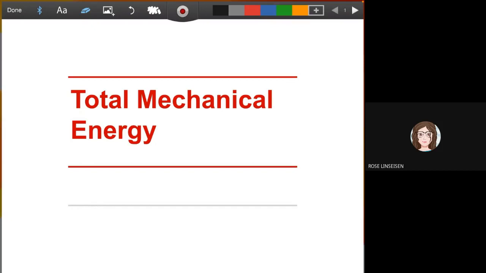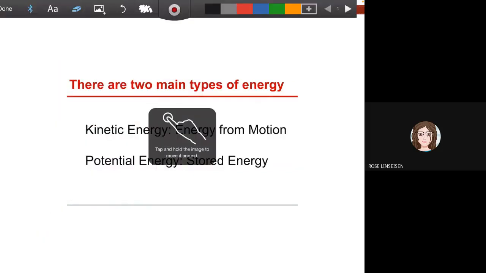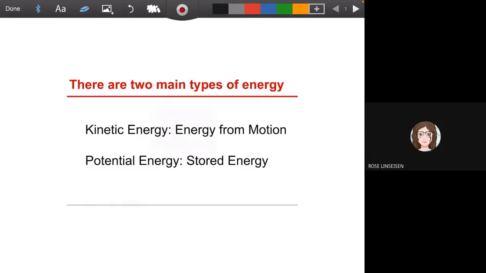I am coming to you with just a little introduction and a little review of total mechanical energy. So, we're going to look at those transformations, those changes between potential and kinetic energy. As we've talked about, there are two types of energy that we're looking at: the kinetic energy and the potential energy. Kinetic energy is the energy of motion, and potential energy is stored energy.